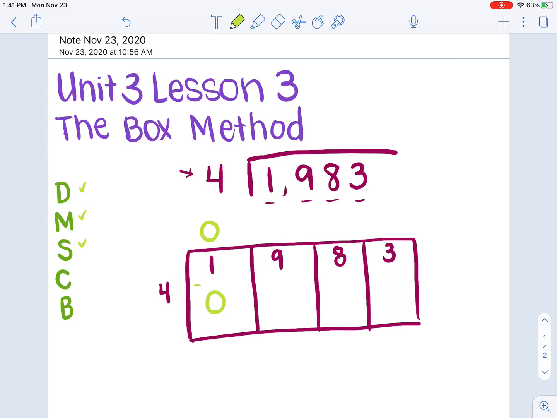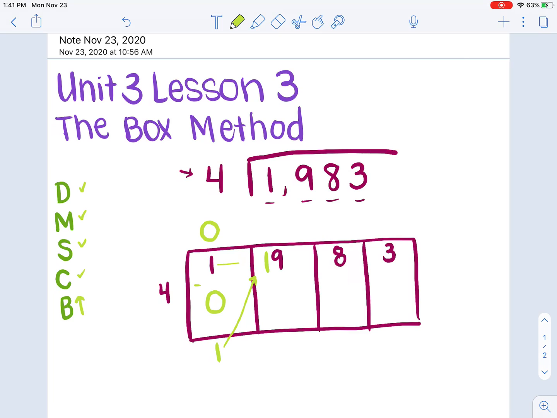Now I'm going to subtract. 1 minus 0 is 1. Check. Is 1 smaller than 4? Yep. Now instead of bringing down, we're bringing up. My 9 becomes a 19.